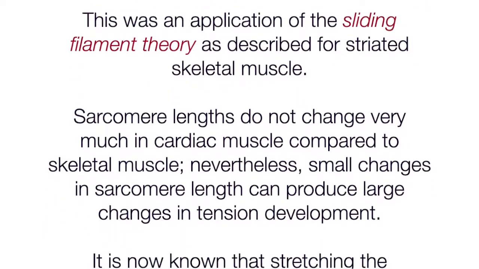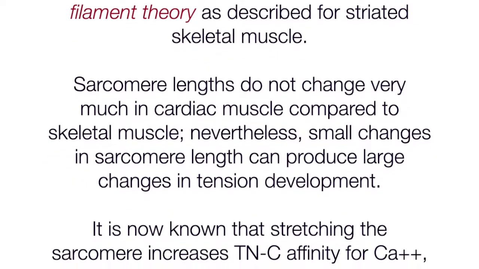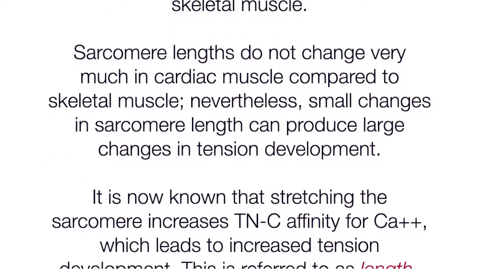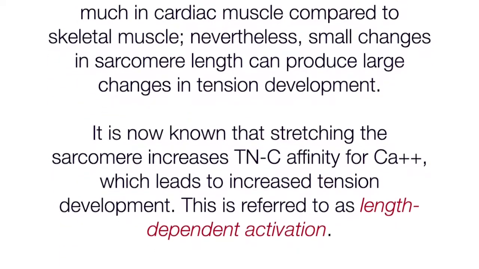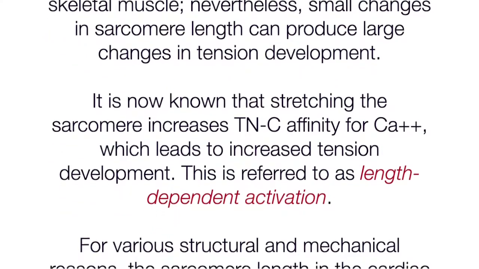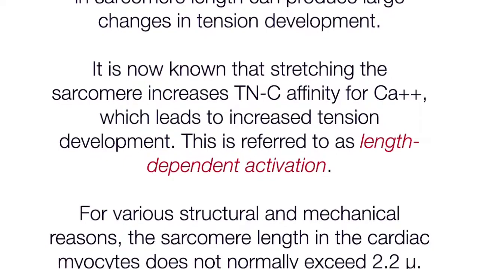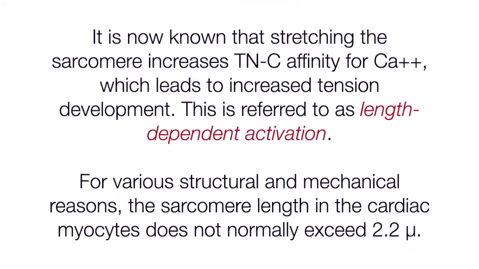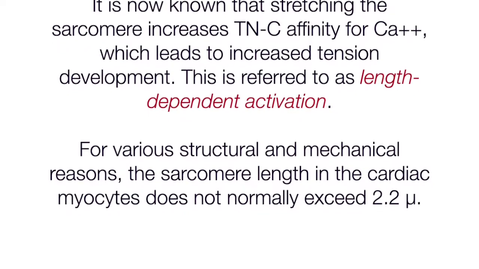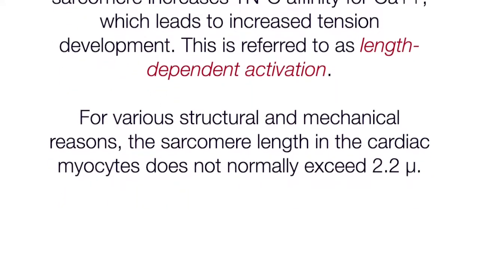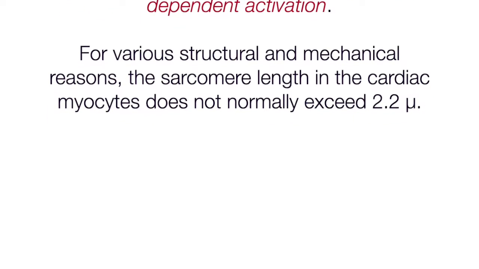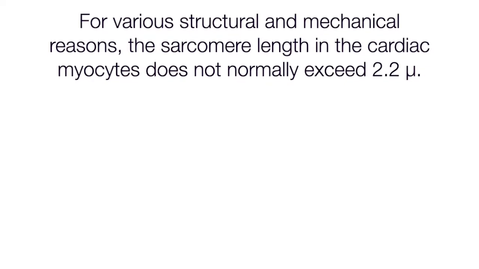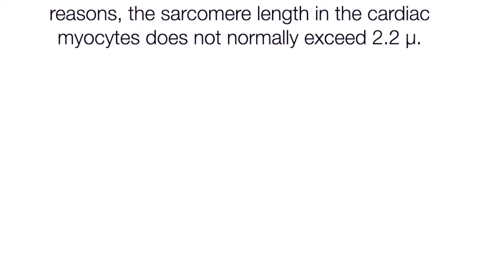Sarcomere lengths do not change very much in cardiac muscle compared to skeletal muscle. Nevertheless, small changes in sarcomere length can produce large changes in tension development. It is now known that stretching the sarcomere increases TNC affinity for calcium, which leads to increased tension development. This is referred to as length-dependent activation. For various structural and mechanical reasons, the sarcomere length in the cardiac myocytes does not normally exceed 2.2 microns.